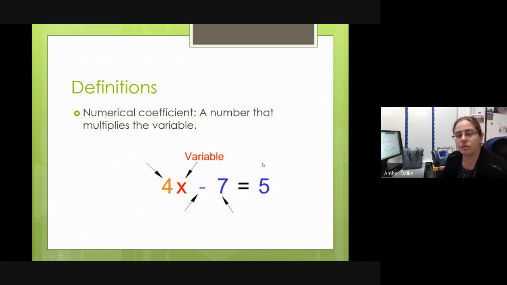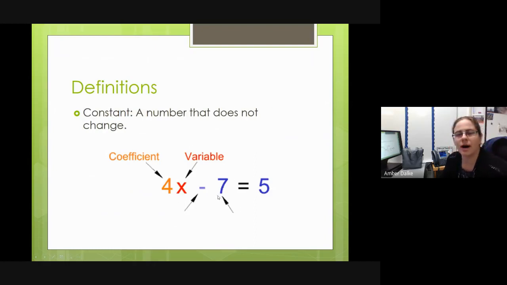Okay. Our next term is the numerical coefficient. Okay. So this is a number that multiplies the variable. Okay. So in this case, we have 4x. That means 4 multiplied by x. So this is our coefficient.